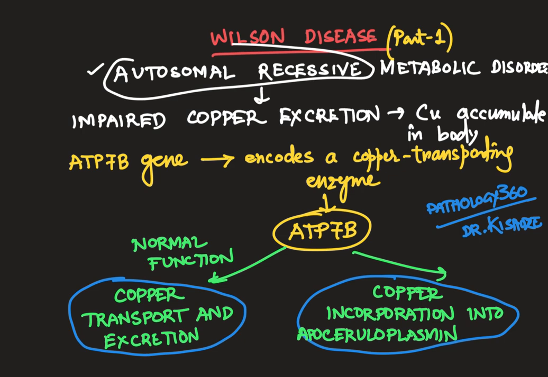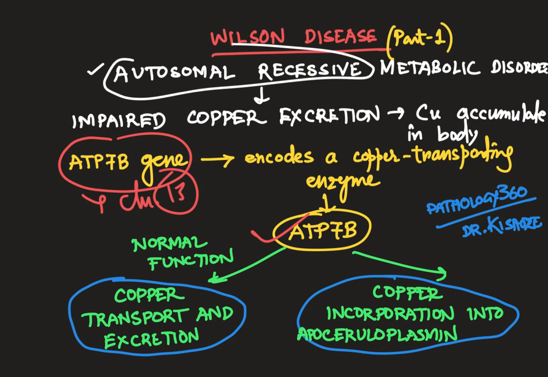Now, why exactly does this copper accumulation occur? To understand that, we need to understand that it primarily occurs due to a mutation in a gene which is known as the ATP7B gene, which is located on chromosome number 13. It's also called the Wilson gene. Now, the ATP7B gene encodes for a protein, particularly an enzyme, a copper transporting enzyme of the same name, ATP7B.